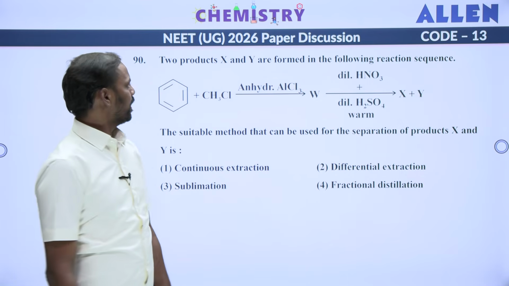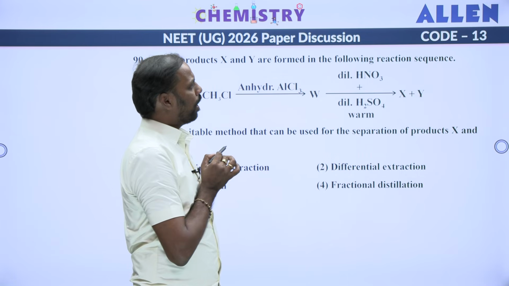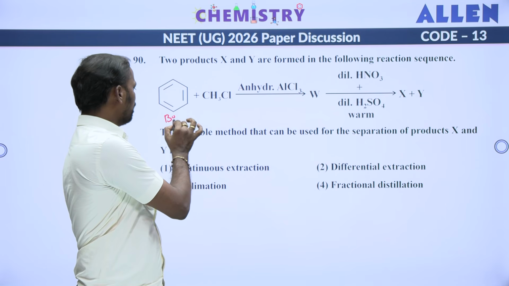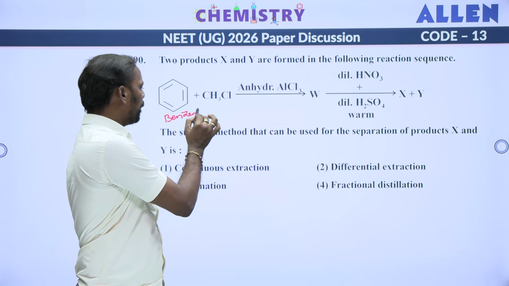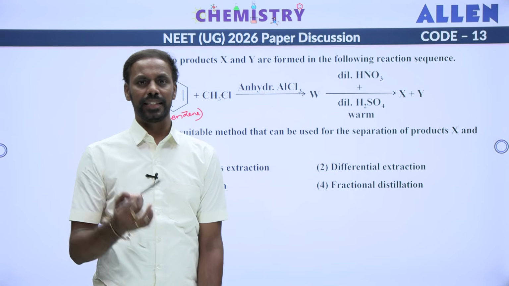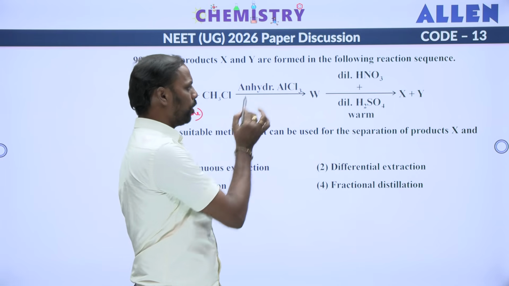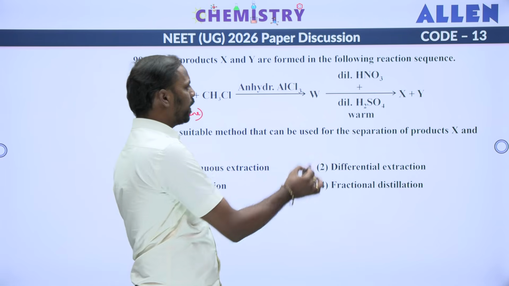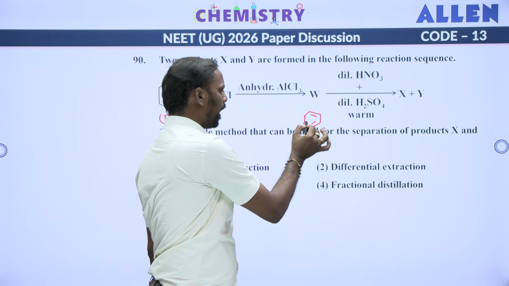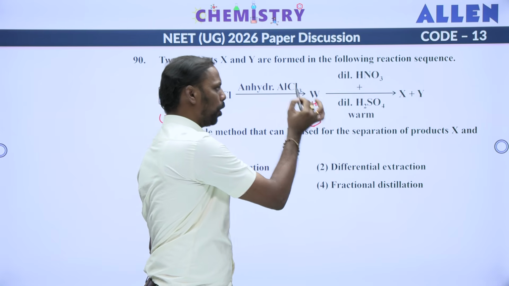The last question, see that, student, the products X and Y are formed in the following reaction. So first, benzene molecule is treated with which one? Methyl chloride in the presence of which one? Anhydrous AlCl3, that is a Lewis acid here. So what will you get in this one? That is the toluene molecule, right? So this is the toluene molecule.